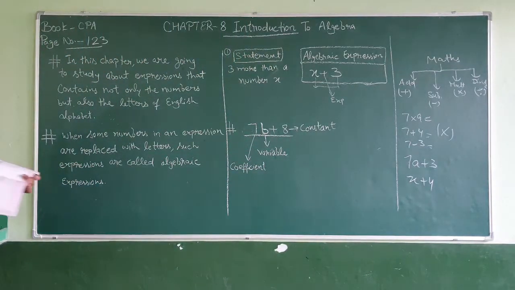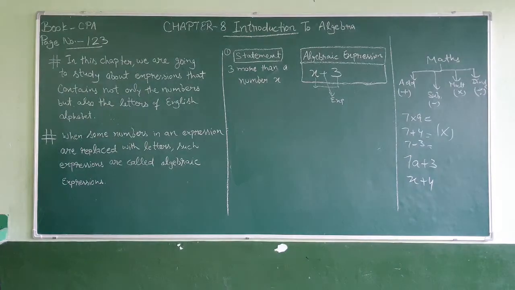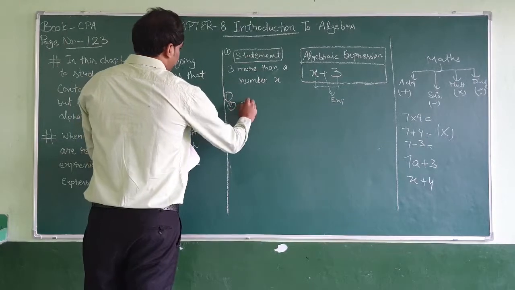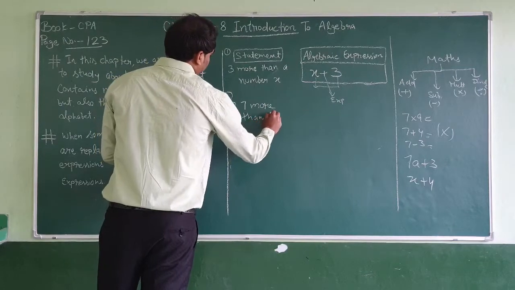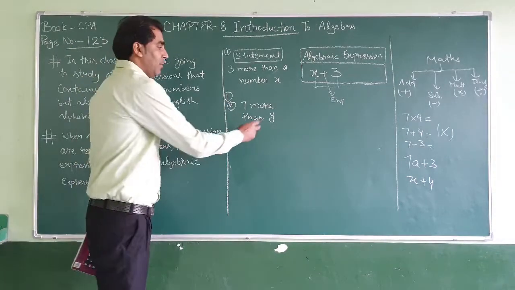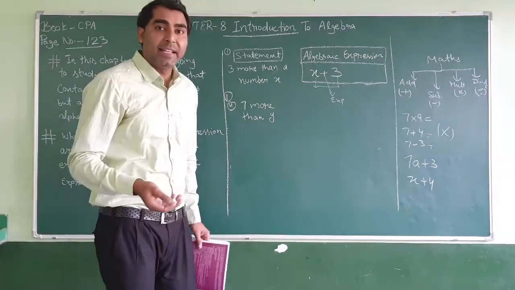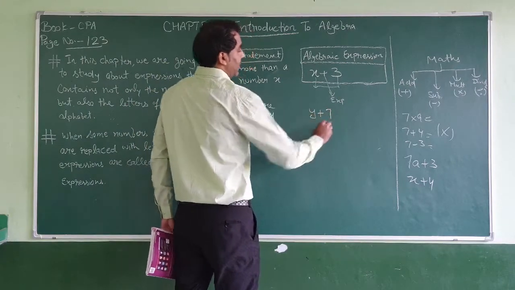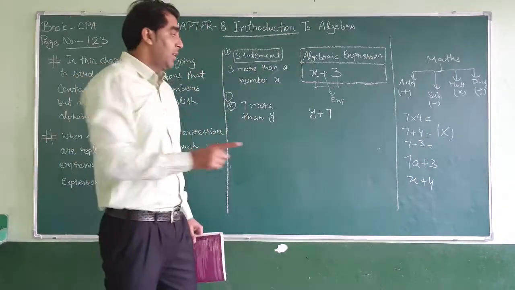Just wait. Now we have a statement. Question number 1, part A: 7 more than y. 7 is the constant, as I have told you, and y is the variable. More than means adding, so we will write y plus 7. Here y is the variable, 7 is the constant, and this is the expression.